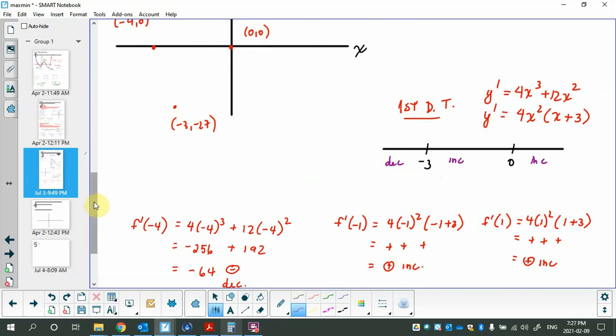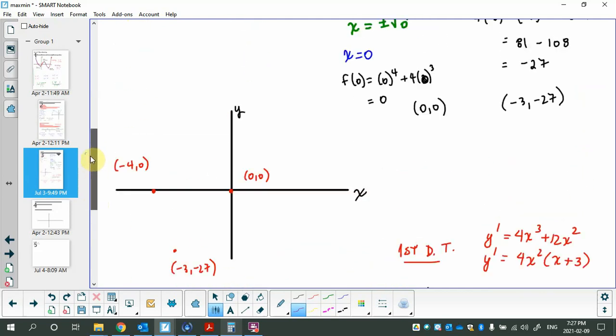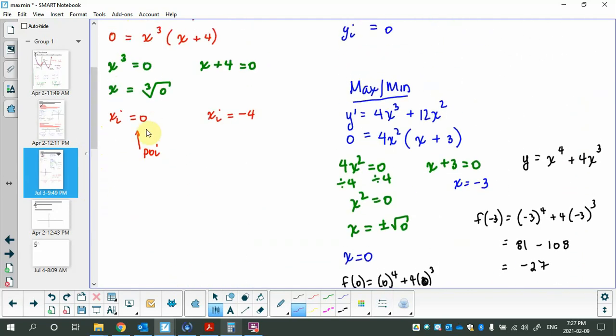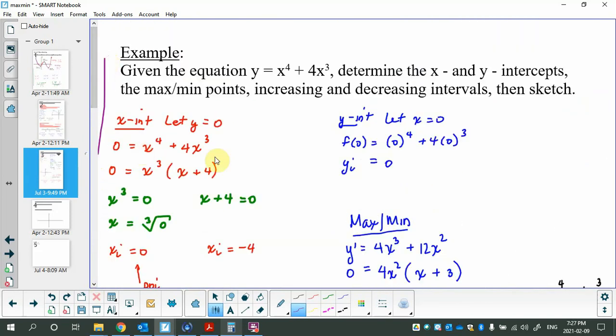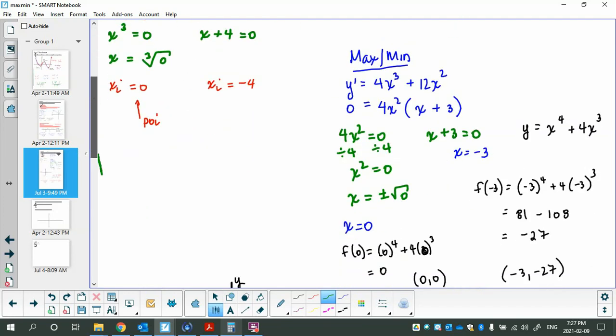And this is where you have to be aware of all the work you've done. We found out that this was a point of inflection. And we know what the picture looks like. It's a positive degree 4, a positive degree 4 from advanced functions, should look W-ish.